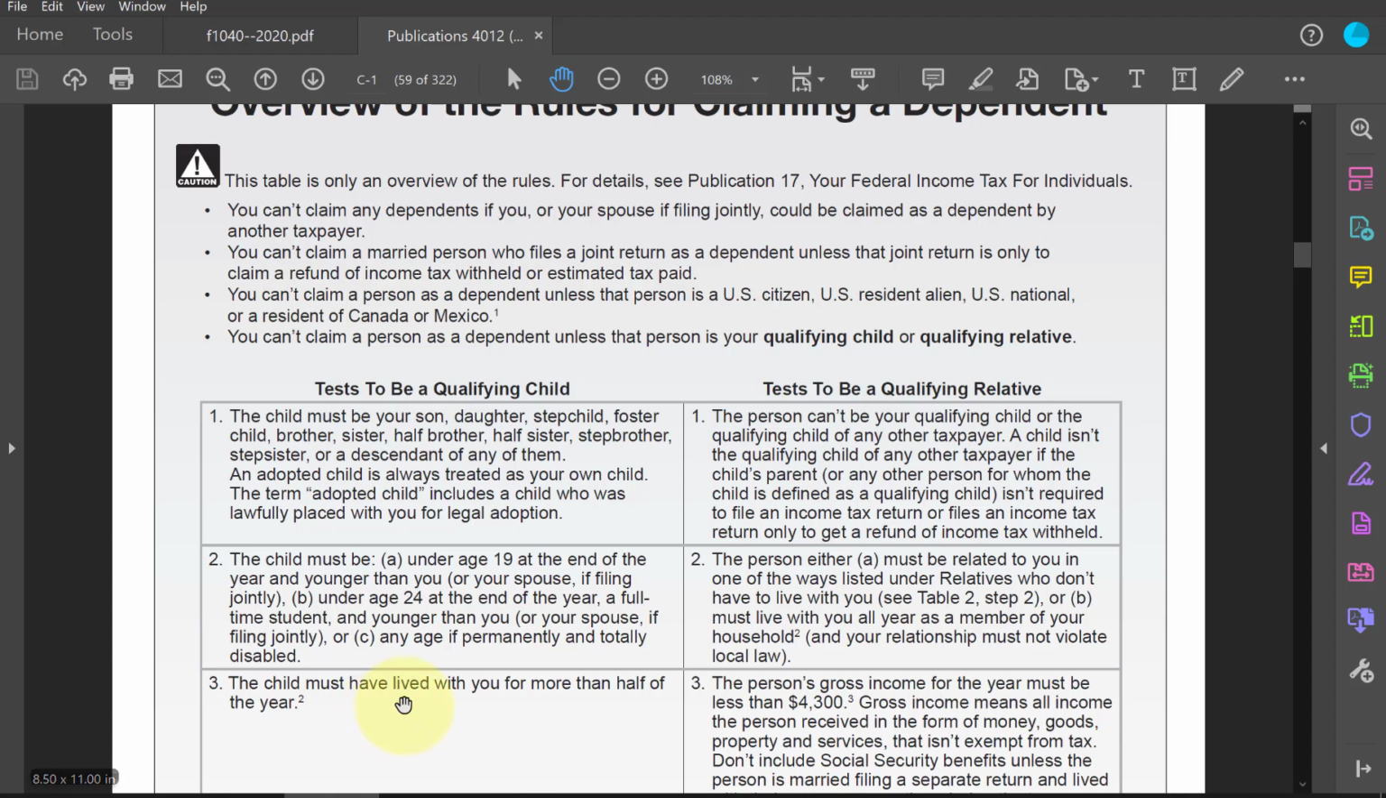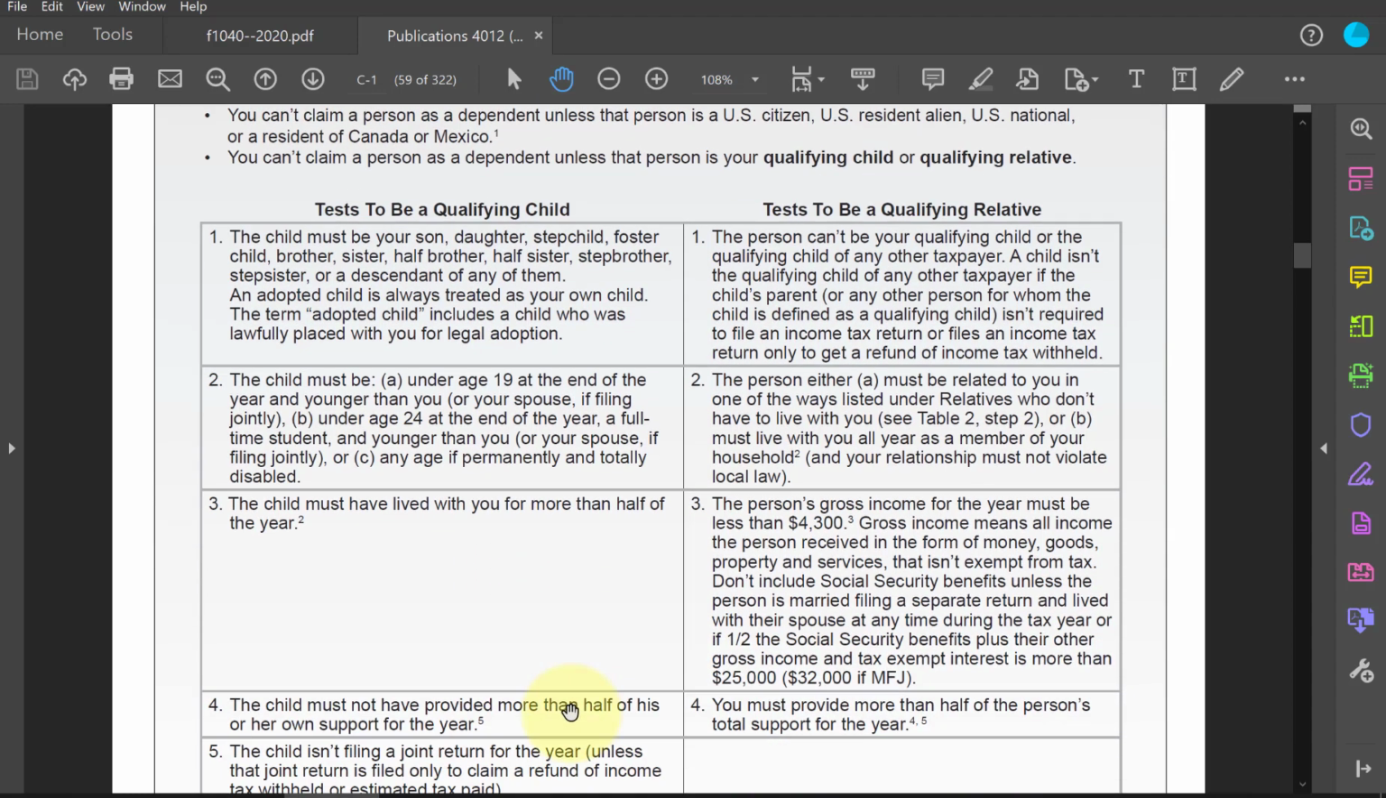And then let's see, child must live with you. So the domicile or residency test, the general rule is that the dependent has to live for more than half the year with our taxpayer. It is possible, if you have parents trying to claim the child, and the child lives with one parent, but the other parent that doesn't live with the child wants to claim the child, that's an exception to having the child live with that non-custodial parent, and you'll be able to meet this test. Let's see. There's no residency test for qualifying relative.